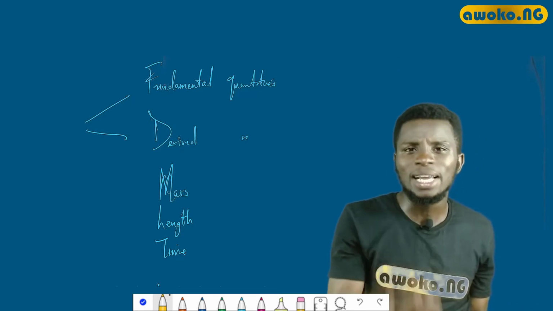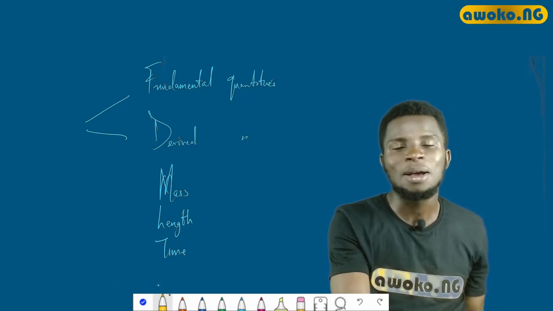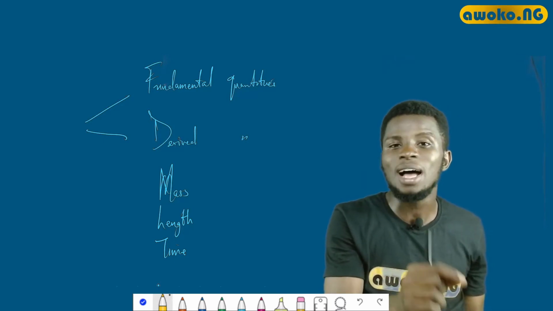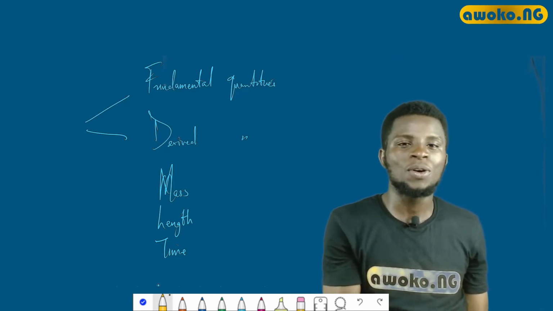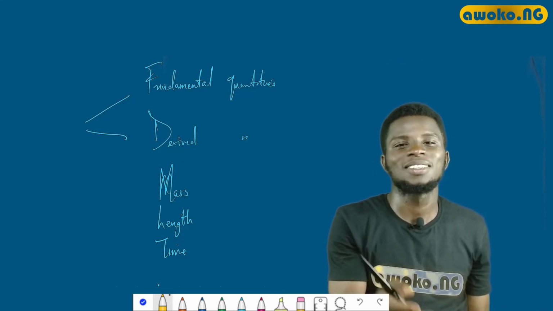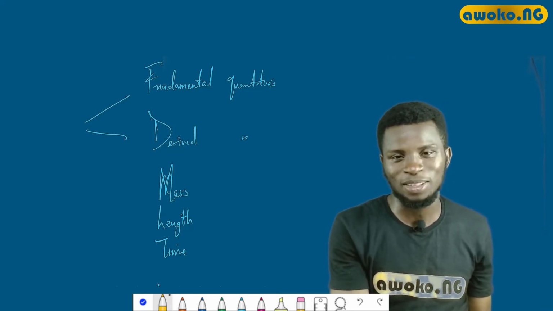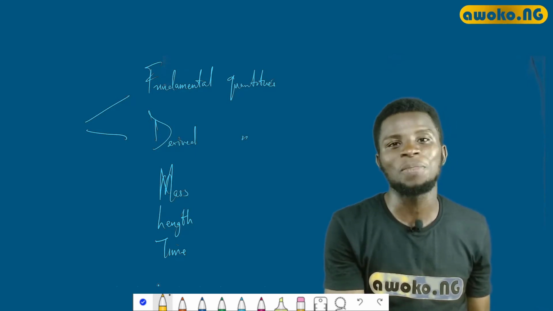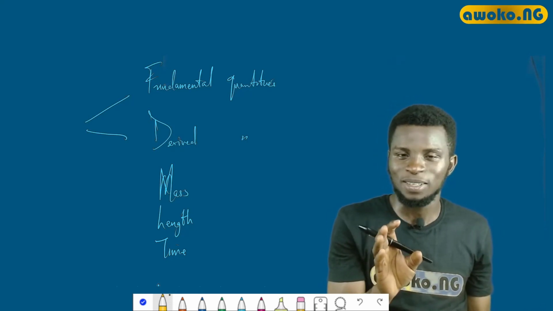What then is mass? Of course, from the definition of matter, which is any substance whatsoever that has mass and occupies space. Most times we interchange the word mass with weight. Weight and mass are not the same thing. At least for your level, you should know that. Know it for sure now that mass and weight are two different things.